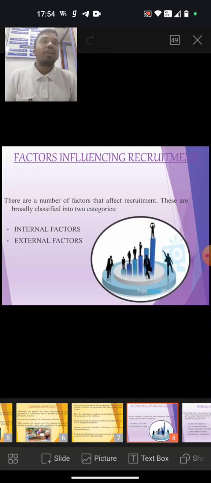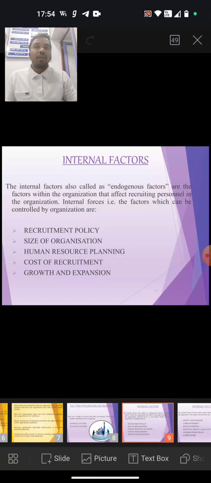Factors influencing recruitment: there are a number of factors that affect recruitment. These are broadly classified into two categories. First one is internal factors, second one is external factors. First, internal factors. The internal factors, also known as endogenous factors, are the factors within the organization that affect recruiting personnel in the organization.